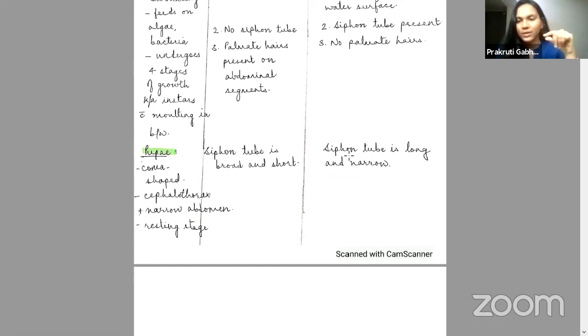These are basically comma-shaped structures with the cephalothorax and the narrow abdomen. So the head and the thorax haven't separated yet. And this is known as the resting state.